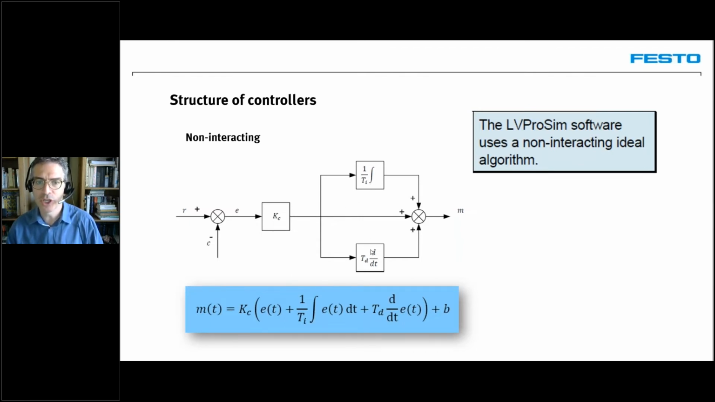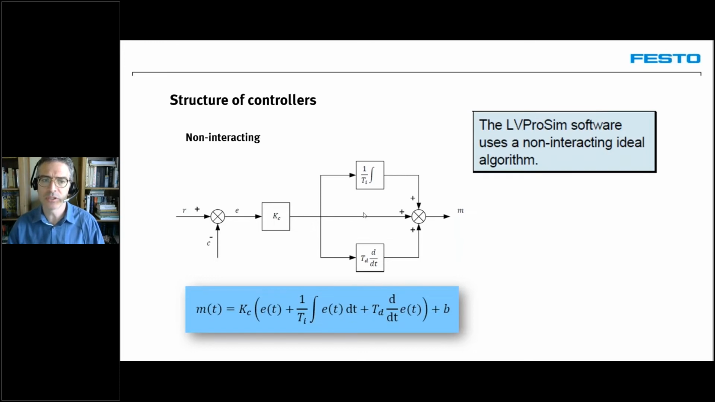So if we make a change to the integral parameter here, it will have no impact on the output of the D parameter and vice versa. So that's why we call it non-interacting. And typically, this is not what we find in the industry. Okay, this is what we use in our LVProSim software, a non-interacting controller.